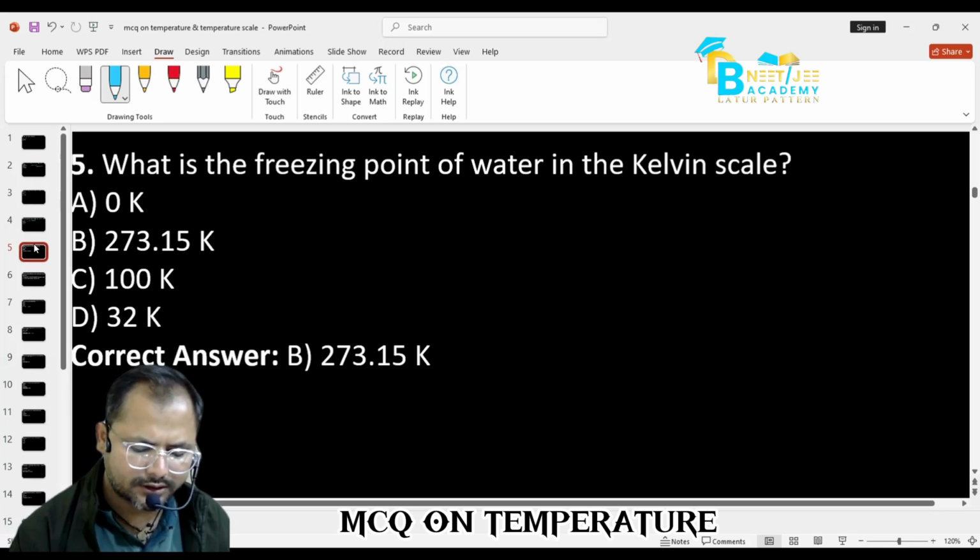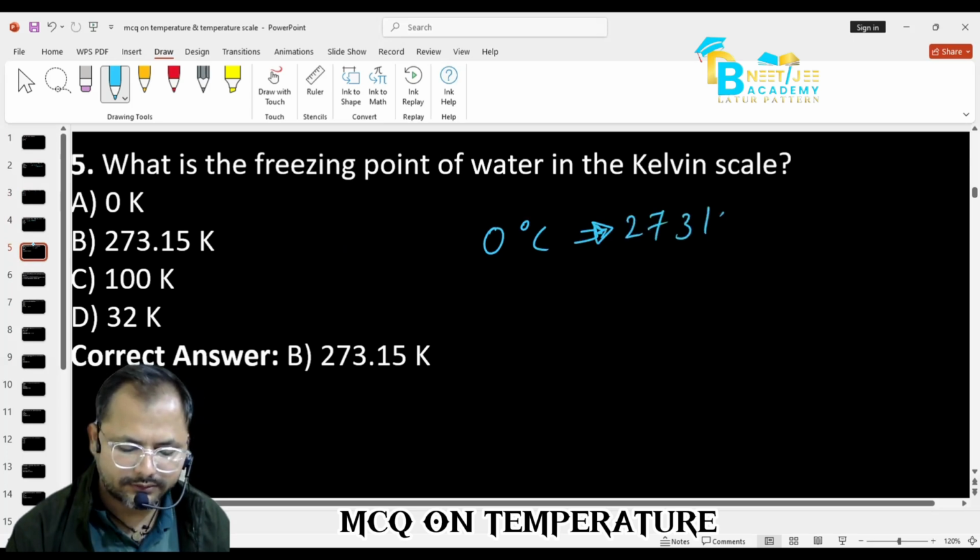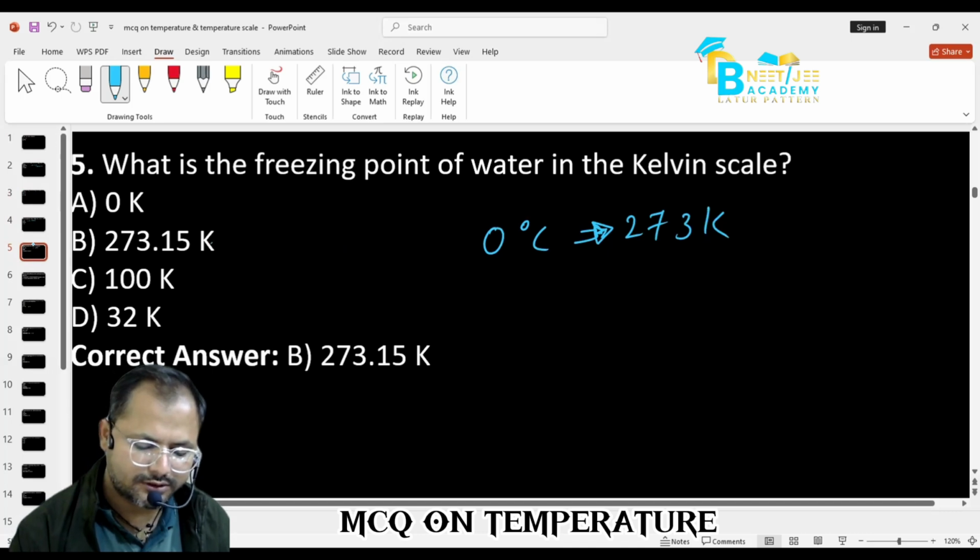The freezing point of water is 0 degrees Celsius, which is equal to 273 Kelvin. Option B is the correct answer.